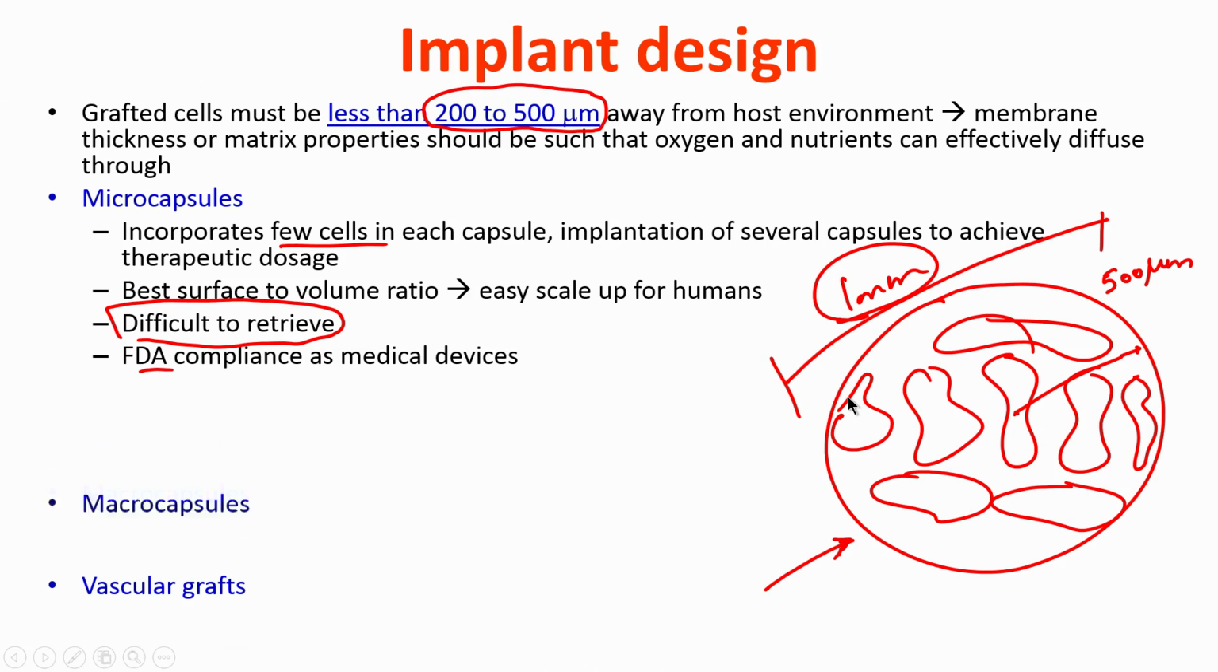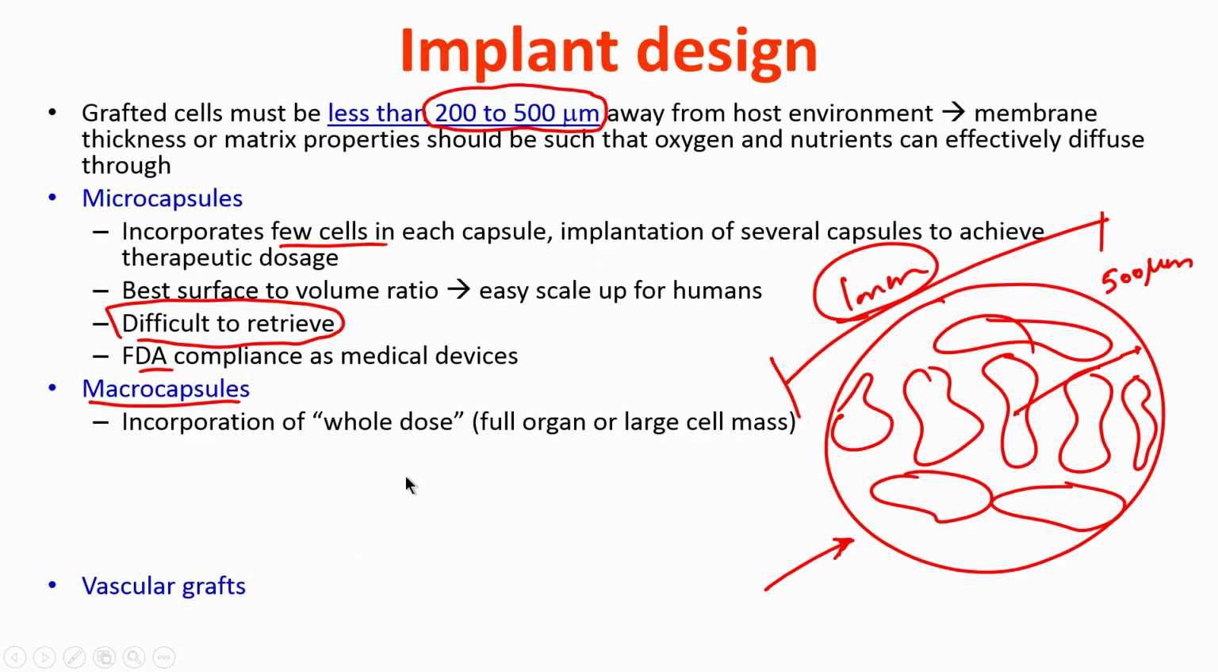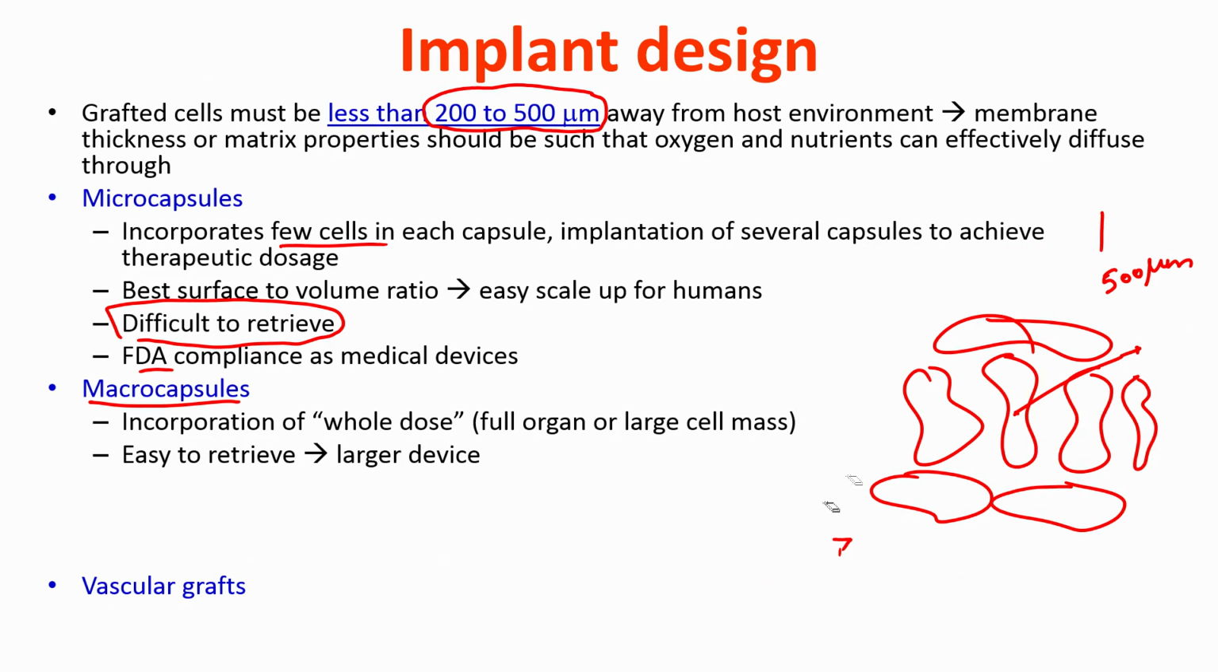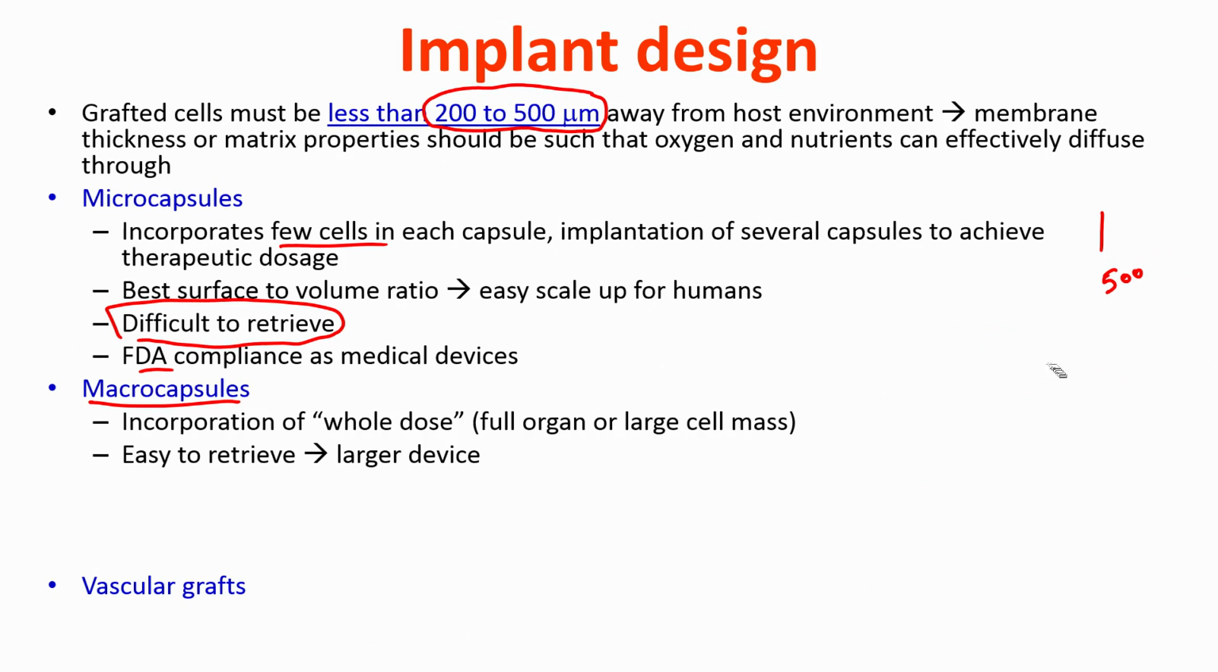And then you can have vascular grafts and microcapsules or macrocapsules in this case. So, macrocapsules will incorporate the whole dose. So, basically we are talking about a full organ or a large cell mass to be implanted. It is easy to retrieve because it is a big device, it is not going to go anywhere. So, it will remain in the body.